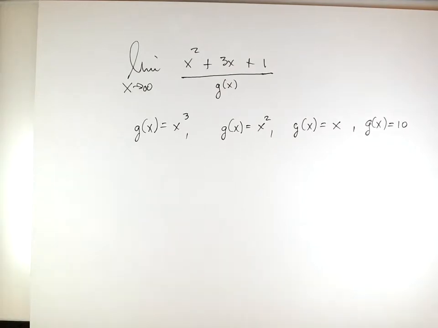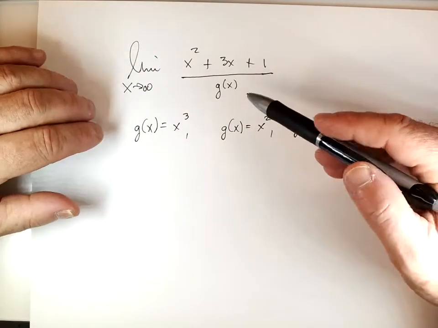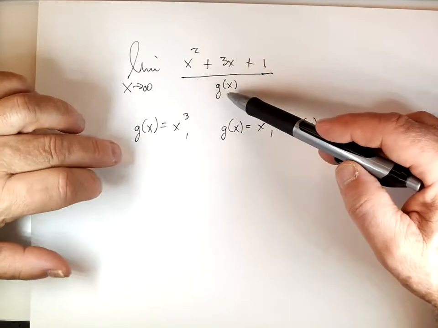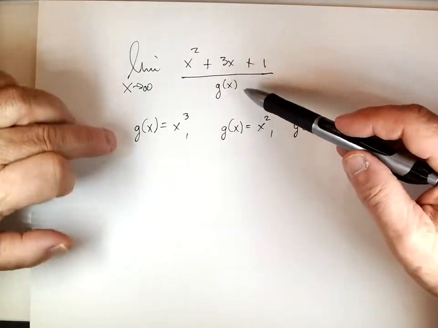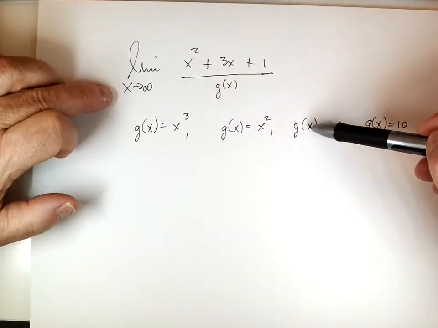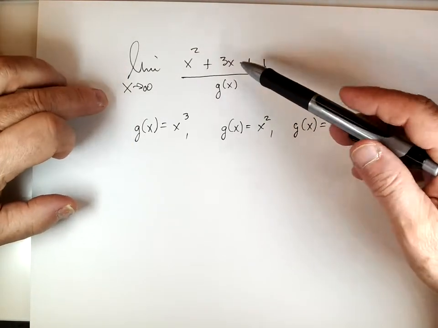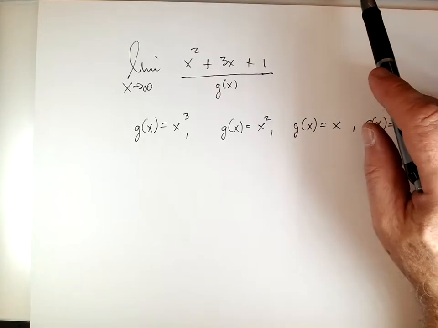We can't get all of them right. There's 4 of them. Okay, now here's what I want. I want 4 different answers. I want the limit of this when g of x is x cubed. What's the limit as x goes to infinity? When it's x squared, what's the limit as x goes to infinity? When g of x is x, when x goes to infinity. So I want 4 different answers.